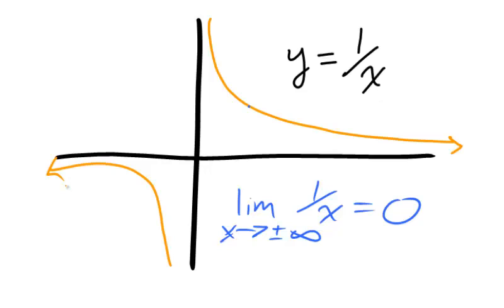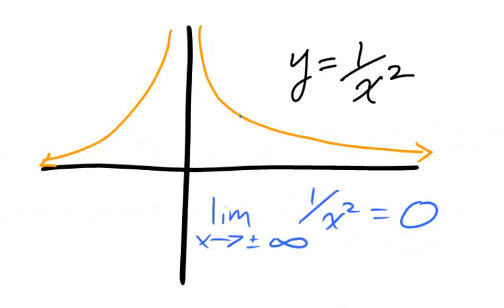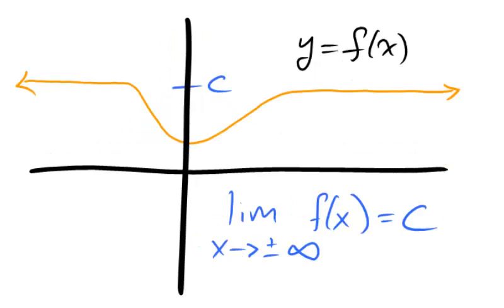This definition allows us to describe the end behavior of many functions. Certain functions have finite limits at infinity. Take 1 over x, whose limit at positive or negative infinity is 0. Or 1 over x squared, whose limit at positive or negative infinity is also 0. Not all limits at infinity have to be 0. The function y equals f of x depicts a function whose limit at positive or negative infinity is c.